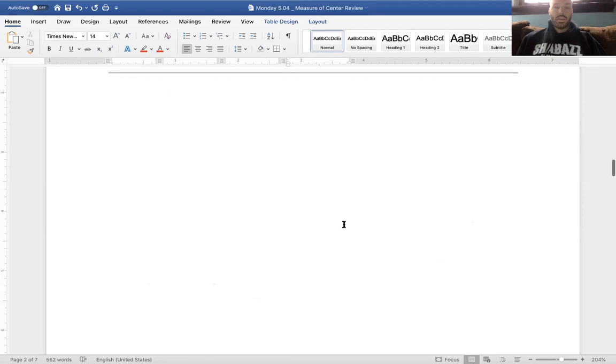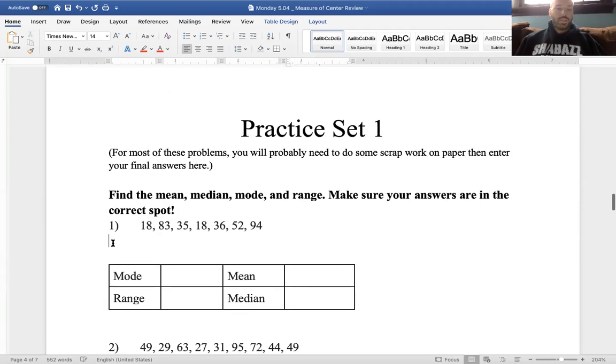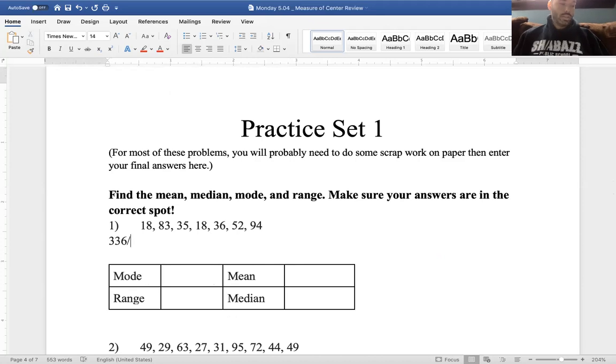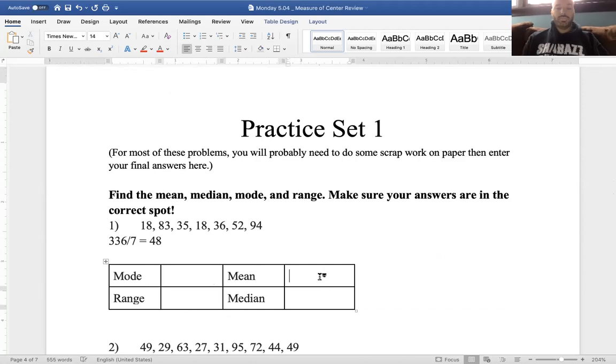Okay, let's look at them. First thing I'm going to do is find my mean, even though that's not the first box. That's what I always like to start with. Add them all up and get 336. Divide. There's 7 numbers all together, which gives me a mean of 48.